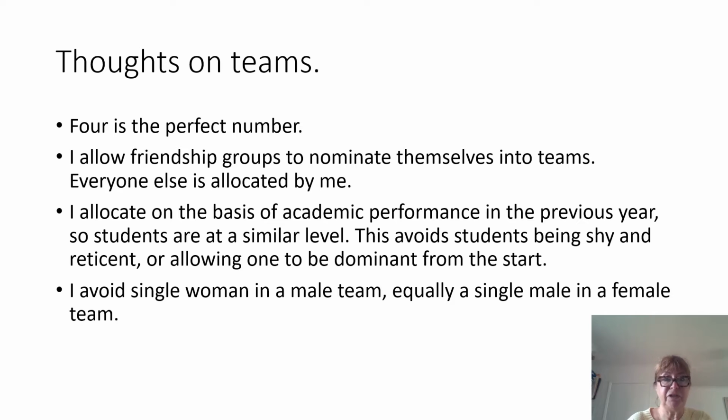I have come to the conclusion that the best thing is to allocate them on the basis of their academic performance in the previous year, roughly. So students are at a similar level, and this means you don't get shy students who won't contribute or dominant students who boss everyone around. Only roughly. I don't allocate absolutely in order of academic achievement, but I wouldn't put a student with a 45% average in with a bunch of 70%, and equally if I've got 3 weak students, I don't put a really strong student in with them. That doesn't work. You want another one at a similar level, and then they really start working well and fly.